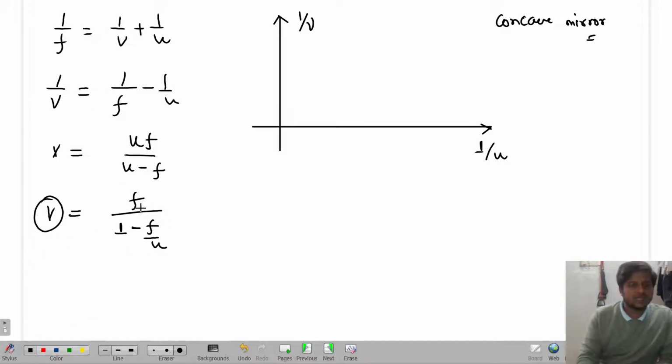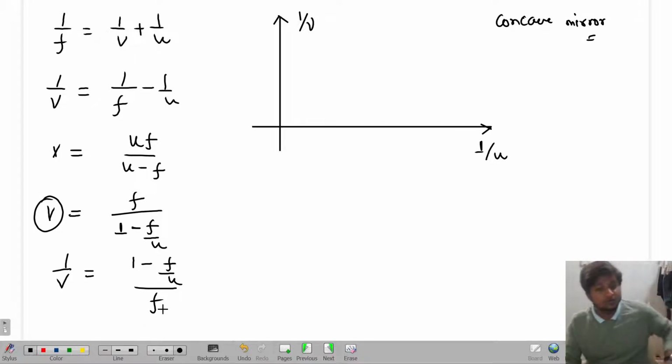This is V is equal to F by 1 minus F by U. Now I can take the inverse of it. So 1 by V is equal to what? It is equal to 1 minus F by U divided by F. Yes or no? What you observe, it is very clear that 1 by V is directly proportional to minus of 1 by U. Yes or no, Gagan? Tell me. Try to see, if I take U common, the F by U cancels. Yeah, it is correct.